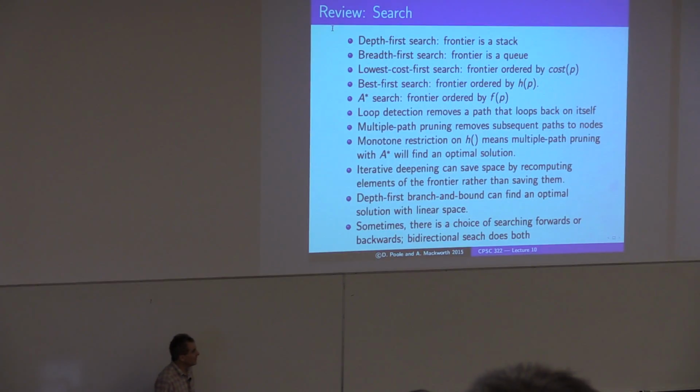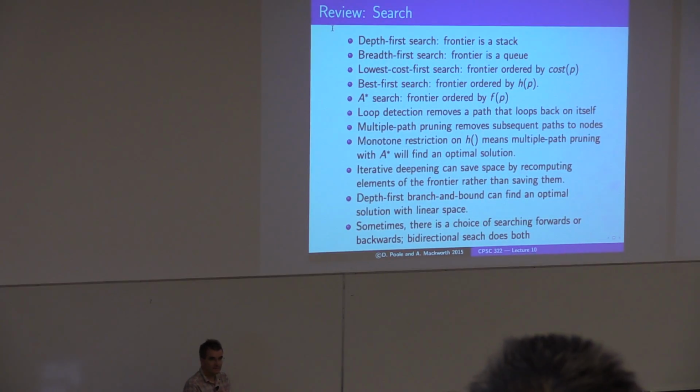We looked at iterative deepening, which recomputes elements of the frontier and saves space. Depth first branch and bound was used for finding optimal solutions with linear space. And sometimes you could go forwards or backwards or do bidirectional search. Are there any questions about any of those things? All right.